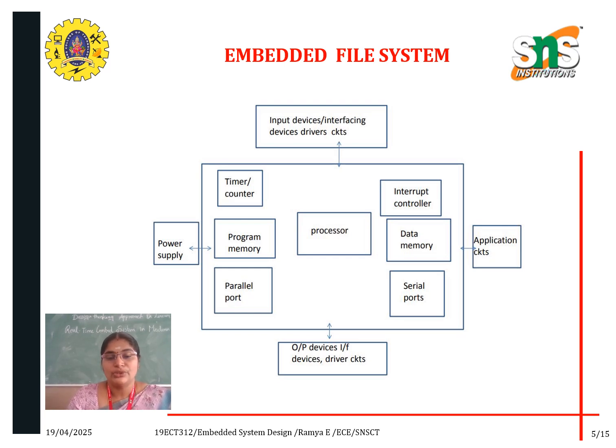In this block diagram we can understand very clearly. First, input is given to the input devices and interfacing device driver circuits. We have a power supply circuit, and it is given to the application circuit. The main objective of this block is file system management. We have a processor, and for the processor we have a timer, program memory, parallel port, serial port, data memory, and interrupt controller. All of this plays a vital role in performing the embedded file system in an efficient manner.